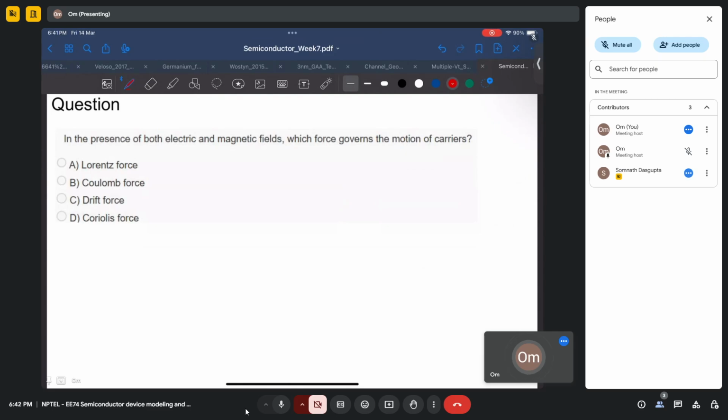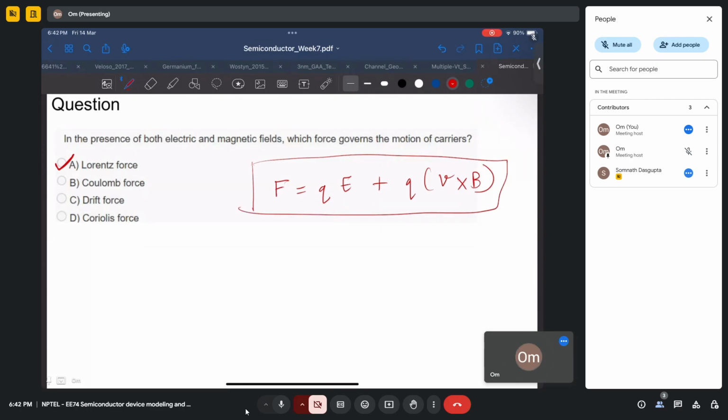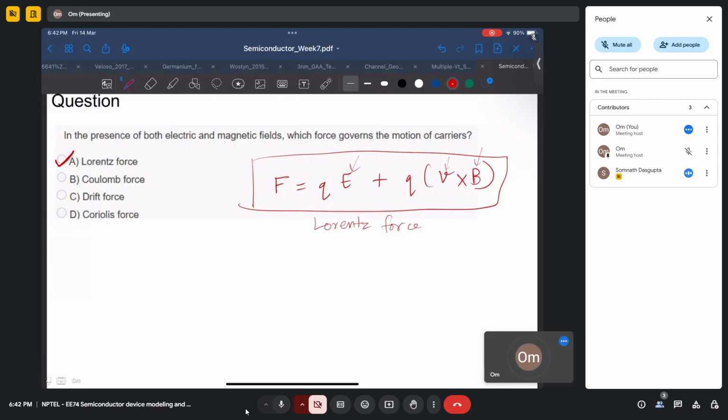In the presence of both electric and magnetic fields, which force governs the motion of carriers? What is Lorentz force? This is Lorentz force. This is electric field, and this is magnetic field and velocity.